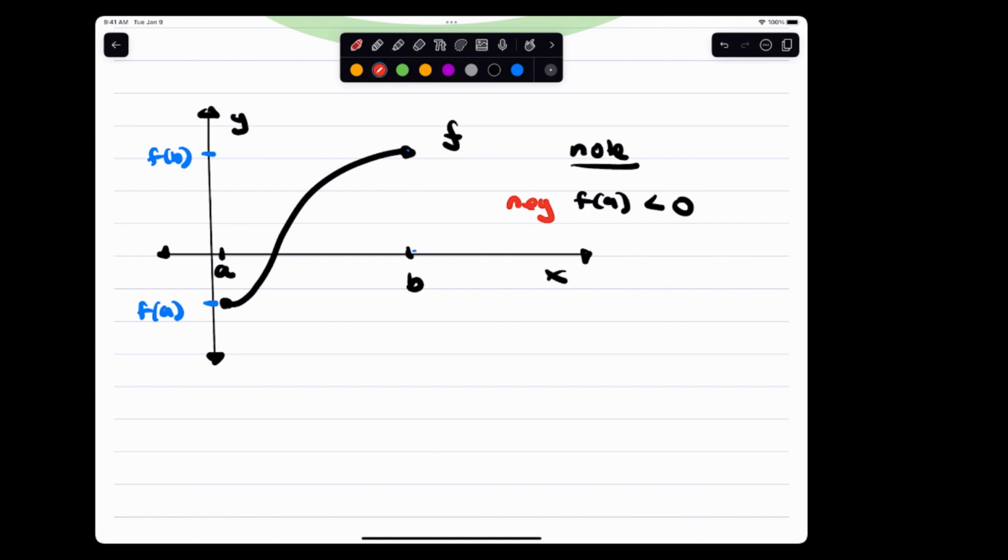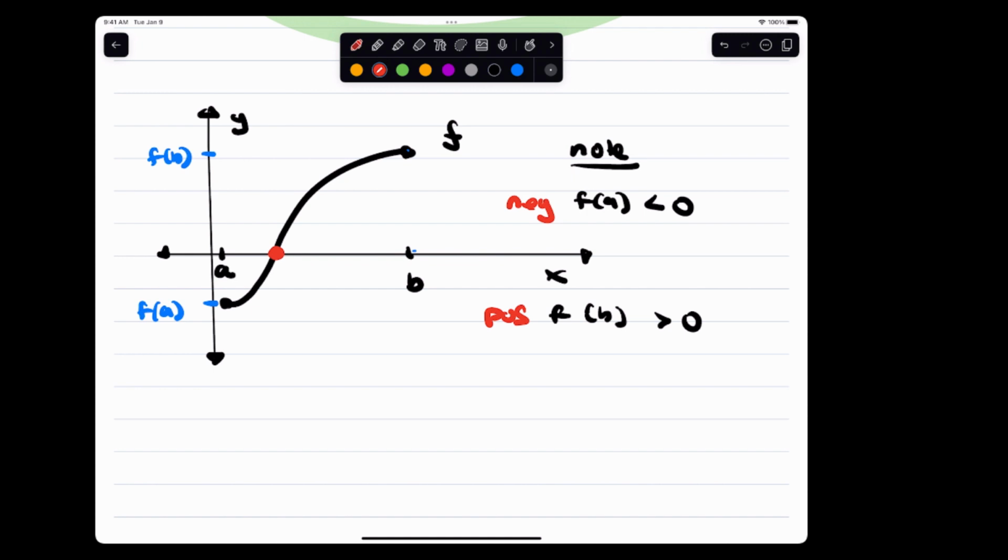F of B is what? Positive. This is a positive number. And you might say, how do we know they're positive and negative? Well, they're on the y-axis, right? Now, here's the key idea. What does this actually mean?